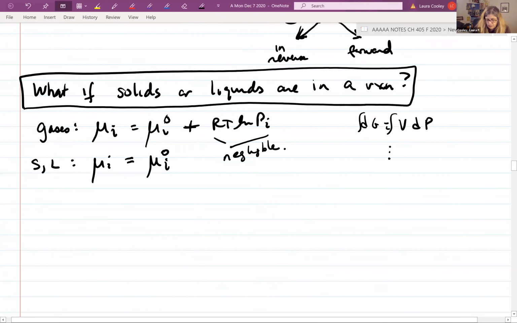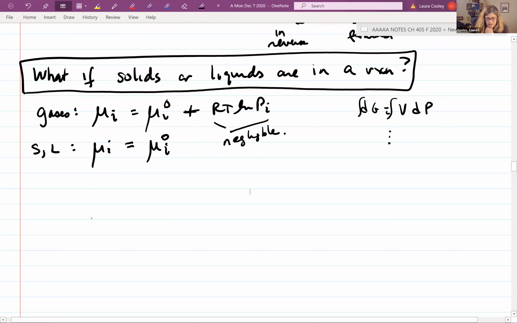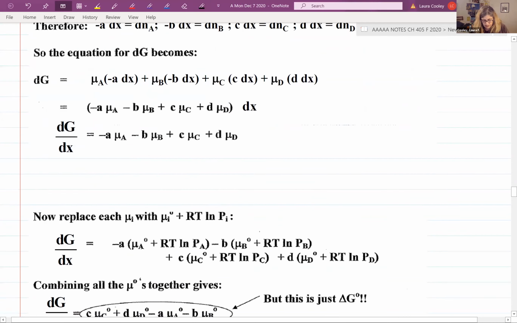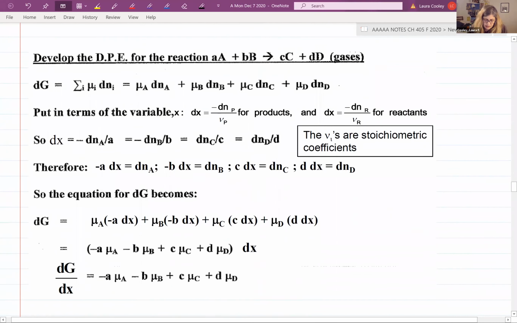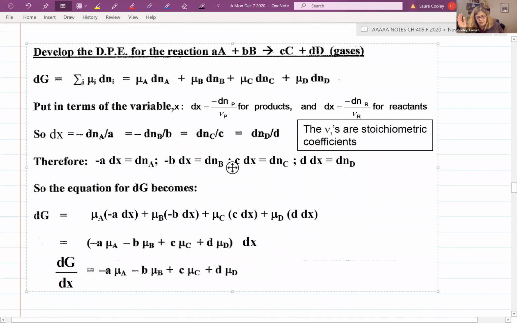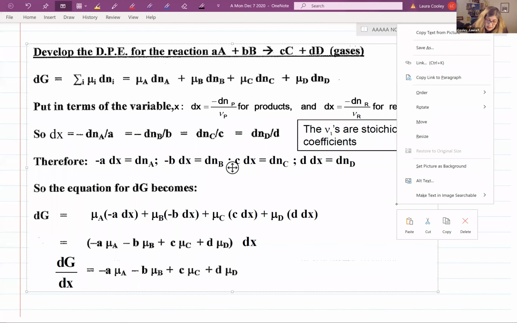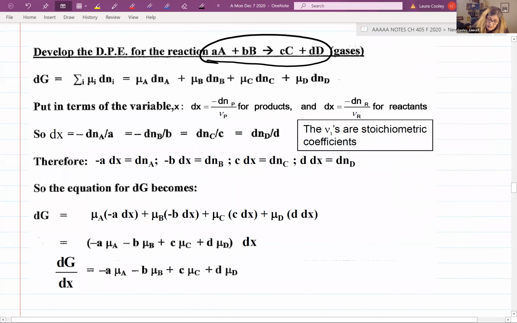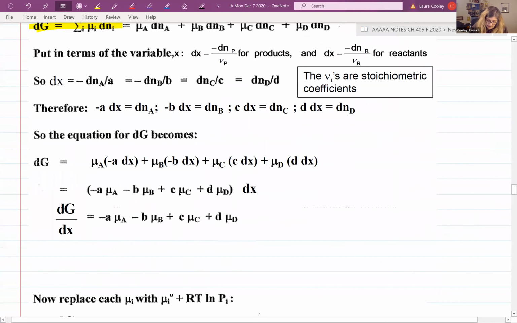So what I'm going to do is show you a handout that I sent you, and it basically looks like this. This is what we just did, what I just wrote down for you. This is for the reaction here with everyone being a gas, all gases, okay? So we started with this, like we always do.